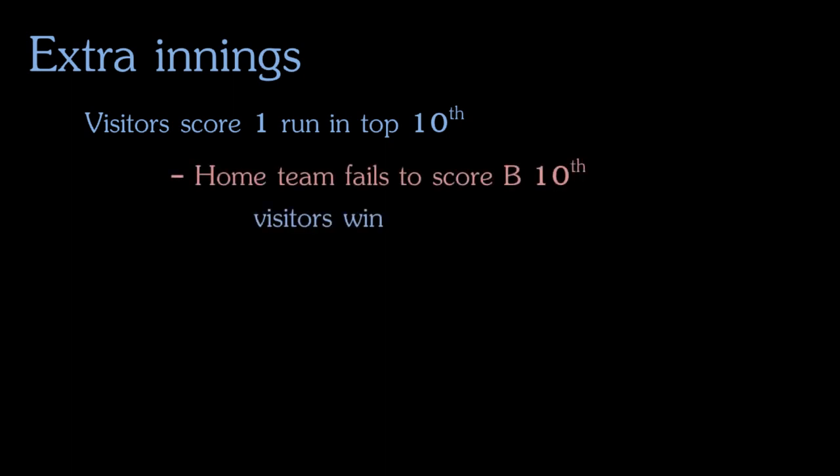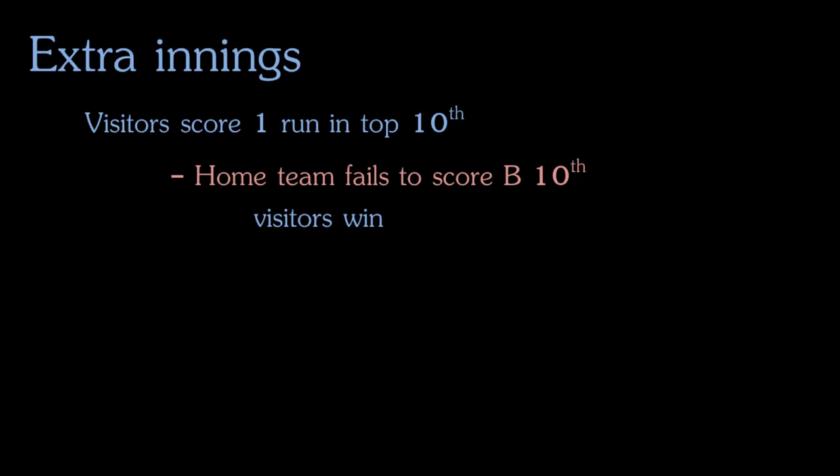At this point, the game would move into extra innings, which is baseball's version of overtime. There is never a tie in baseball, so the teams will continue to play extra innings until one team is leading after a complete inning. So if the visiting team were to score a run in the top of the 10th inning, the home team would still have a chance to bat in the bottom of the 10th inning. If the home team then fails to score, the visiting team would win.